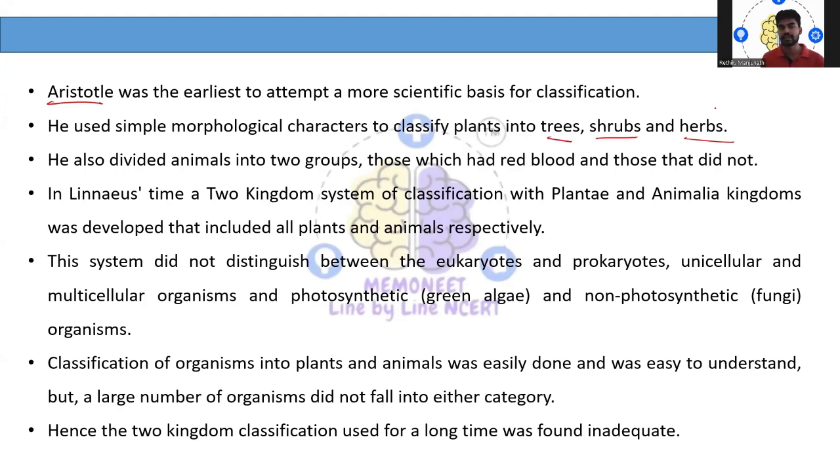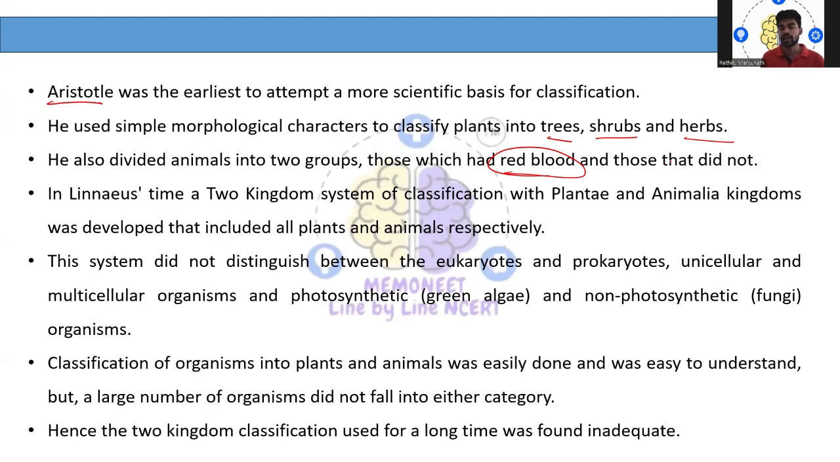He also divided the animals into two groups. One group belongs to animals with red blood, and the other those animals which did not have red blood, right? So they were grouped in a separate group.